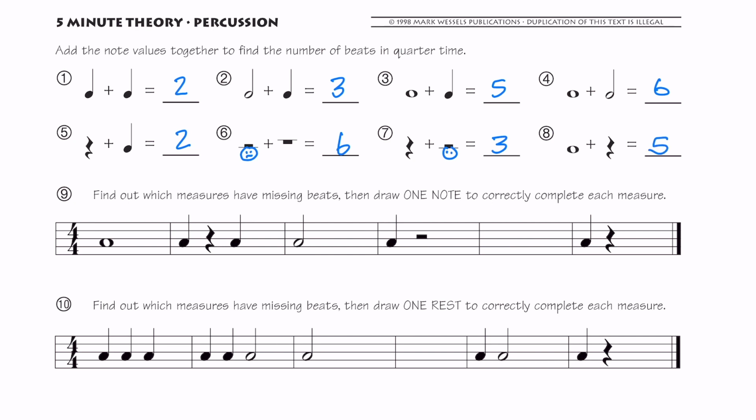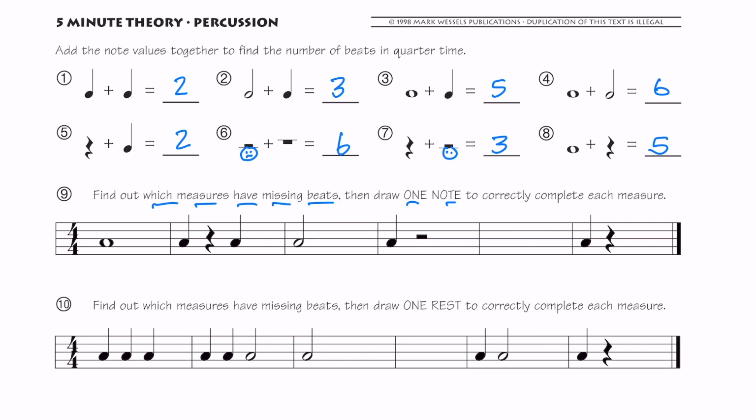All right, number 9. Now, read the instructions first. Don't just start figuring things out; we're just going to start writing in our counts. So find out which measures have a missing beat. Then you're going to draw one note, okay, to complete the measure. So you need to know how many beats are missing.